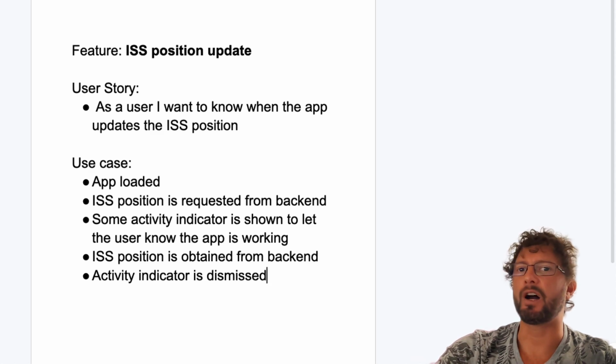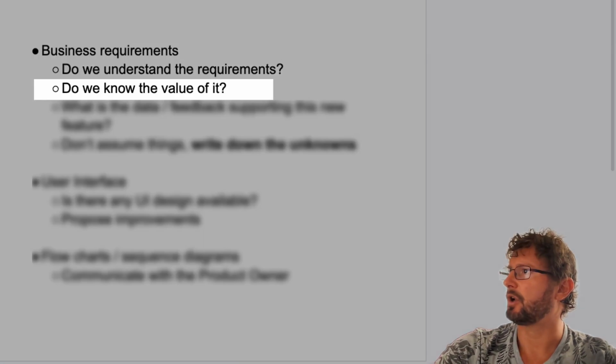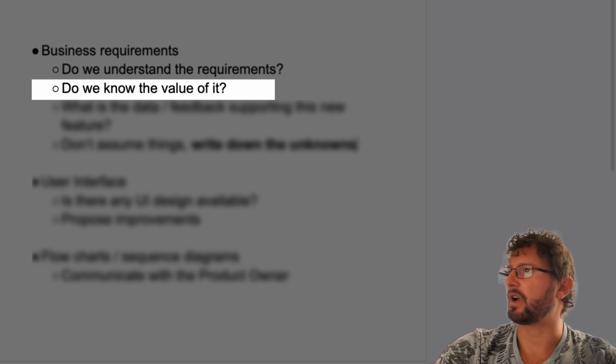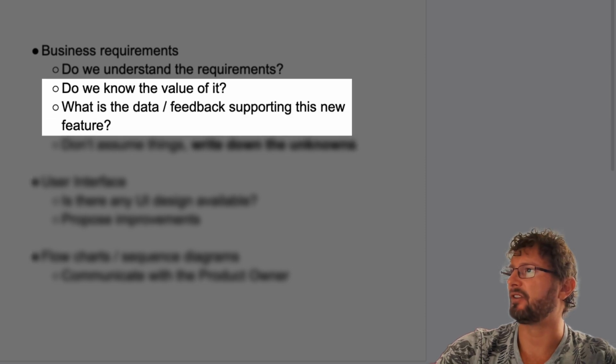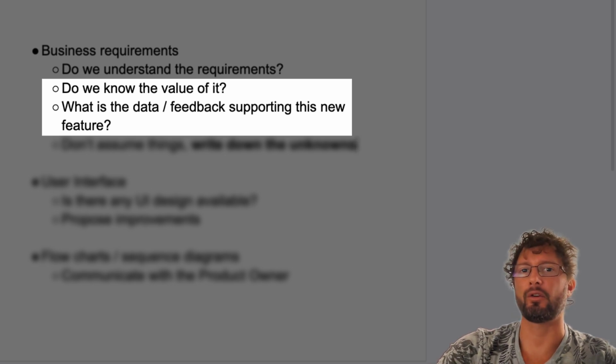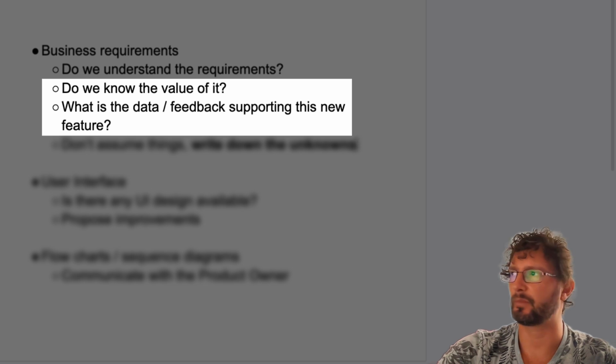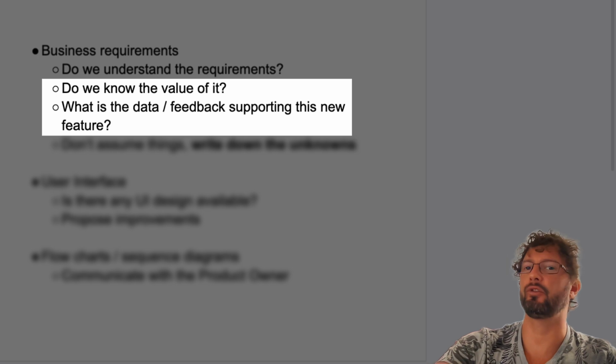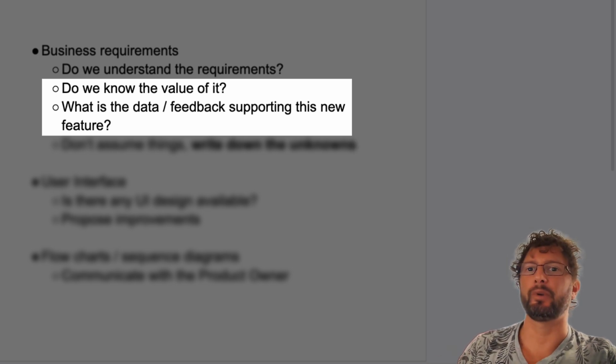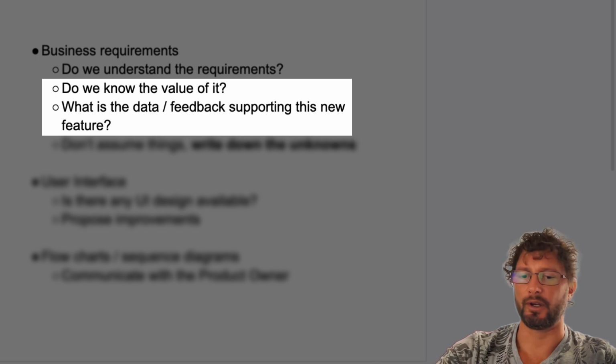But then you start to have other kinds of questions, like for example, do we know the value to do this? Why are we doing this? What is the data and feedback supporting this new feature? Why are we doing it? It's very common to get a business requirement or a new feature and no one explains to you why or the intent of why we're doing this. So it's a good thing that you discuss this with the product owner and understand the value of it, because if you understand why we're doing this, you will be in a much better position to offer your expertise and improve and give your insights of the requirements that they are presenting to you.